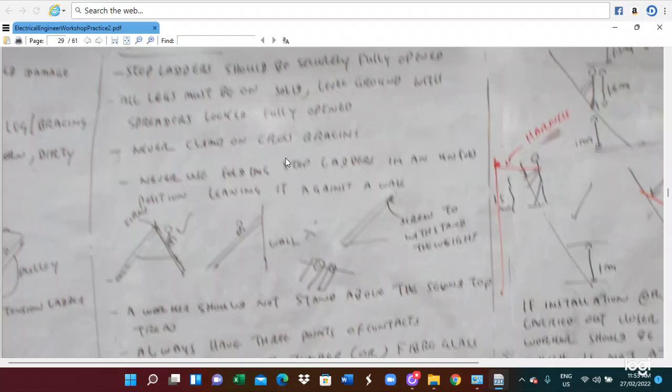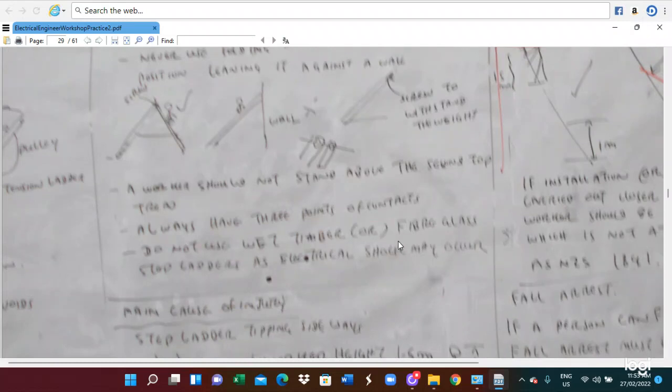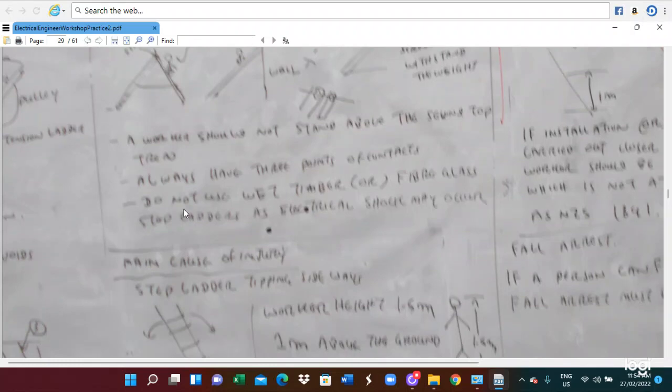Never climb on the bracing. Do not stand on the bracing. Important aspect: the worker should not stand above the top, and should always have 3 points of contact. Do not use wet timber or fiberglass step ladders, and use the industrial type.